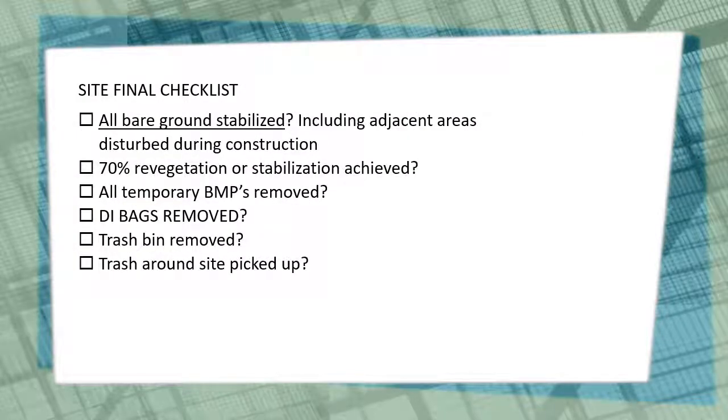Here's an example of a final checklist to use at the end of a project. Make sure again that all bare ground is stabilized. Make sure that revegetation has been achieved. Make sure that all those temporary BMPs have been removed, especially those drop inlet bags. Make sure the trash bins have been removed and any litter or debris around the site has been cleaned up.